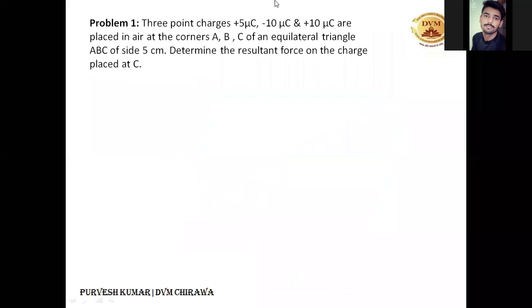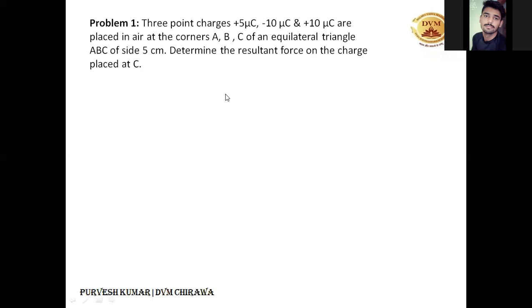This question number 1 says that three point charges of magnitude plus 5 microcoulomb, minus 10 microcoulomb, and plus 10 microcoulomb are placed in air at the corners A, B, C of an equilateral triangle of side 5 centimeter. We need to determine the resultant force on the charge placed at C. Please do this in your copy along with me. Okay, the solution, please do it. Later on, I'll be sharing the questions also.